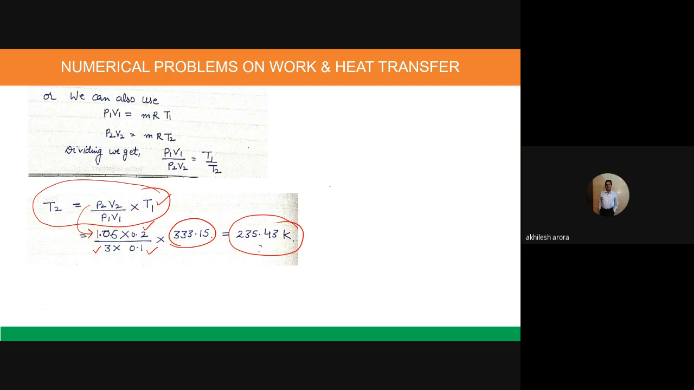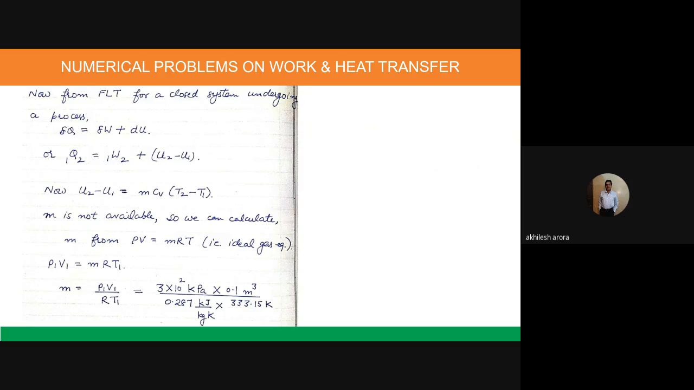Previously, from the relationship when we calculated the value of T2, we got it as 235.57 Kelvin. So there is a minor difference between these two values, so it can be ignored. Now to calculate the heat transfer, we have to use this particular equation. But before that, we have to calculate the value of change in internal energy, which is given by m Cv (T2 minus T1). I have already told that the value of m is still missing.